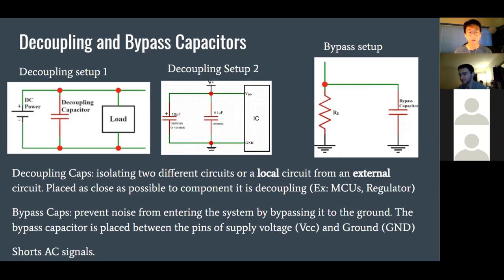They're supposed to be placed as close as possible to the component that you're decoupling. There are two different setups for that. Before Evan gets into his whiteboard session, I'll explain bypass capacitors. Bypass and decoupling are commonly interchanged, but there are slight differences. Visually, decoupling here is set up in parallel with voltage and ground, but here we have bypass in series.